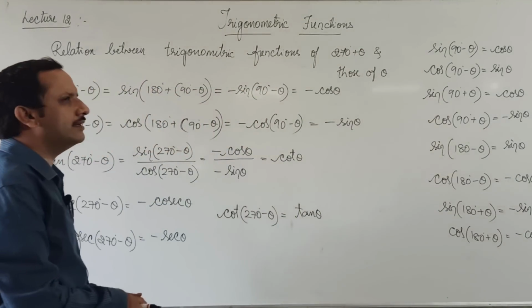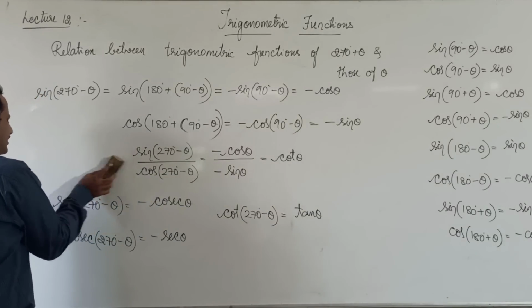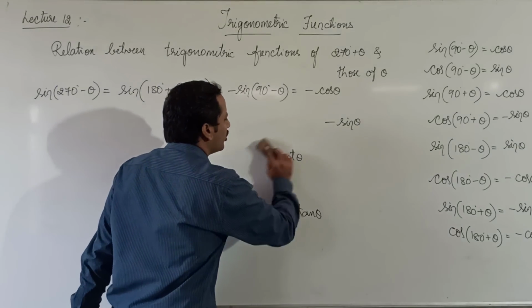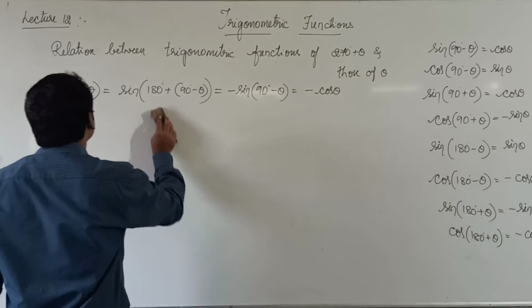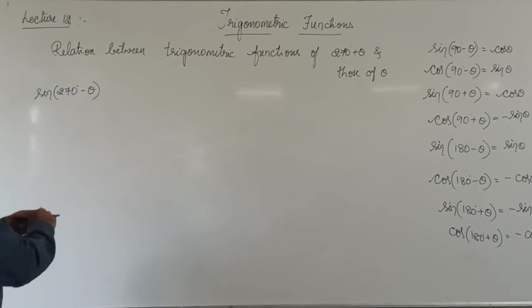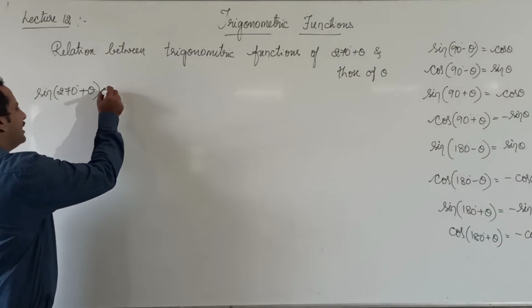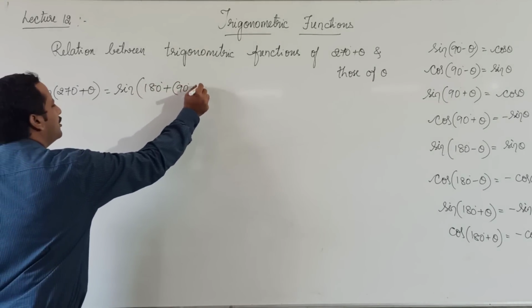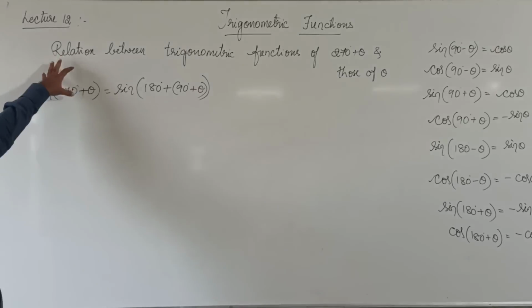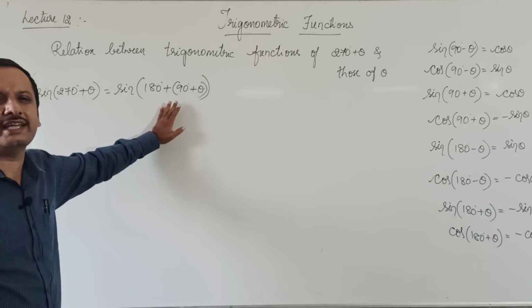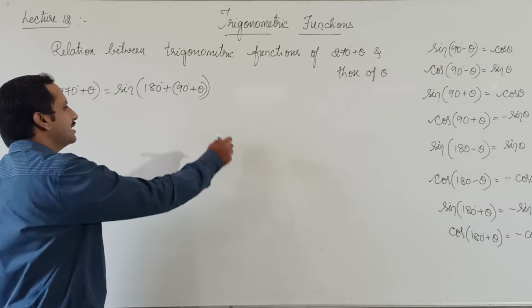Next, I will look at the relation between the trigonometric functions of 270 degree plus theta and the trigonometric functions of theta. Okay, so first I would like to find out what is sin 270 plus theta. I will write this as sin of 180 plus 90 plus theta. I am writing 270 degree as 180 plus 90.